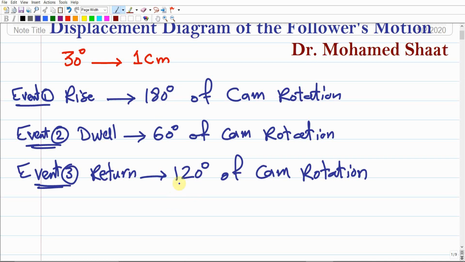But if we break down even the 120, it would return in just 90 degrees, and there is another 30 degrees of another dwell at the end of the first cycle. Then the cycle of the cam rotation is going to repeat. So these are the different events you have to break down.